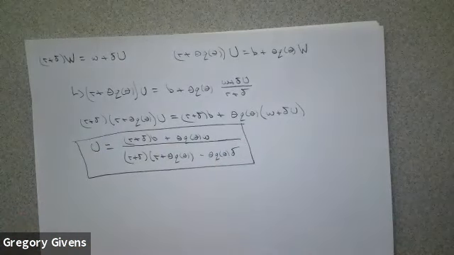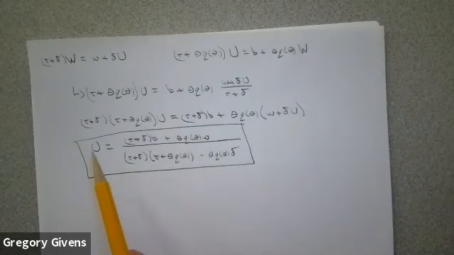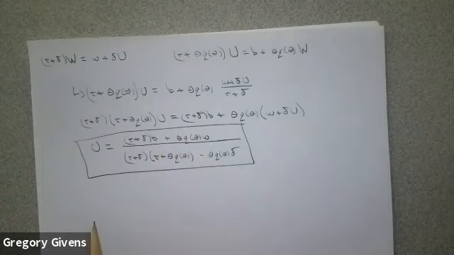Just a little bit of algebra, and you can solve for the value of unemployment in terms of things we know. That is exogenous parameters, r, delta, b, and the endogenous variables that we've already solved for at an earlier stage, the real wage and the degree of labor market tightness.